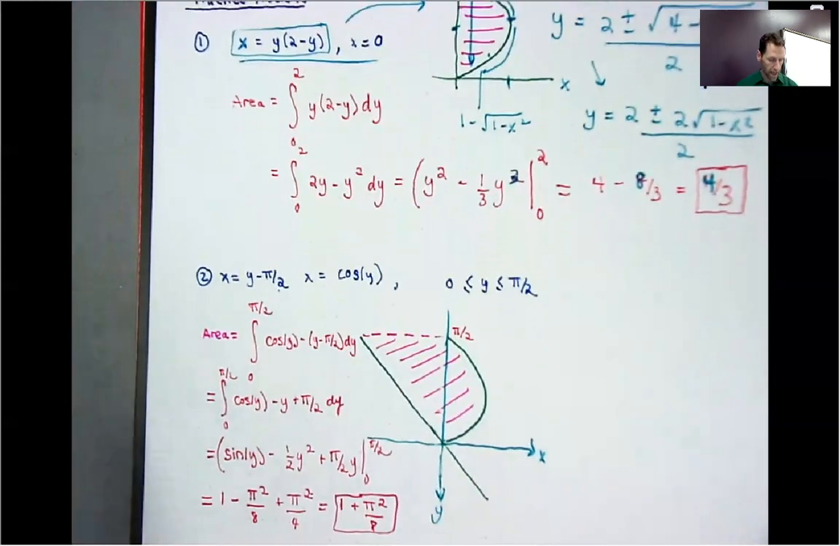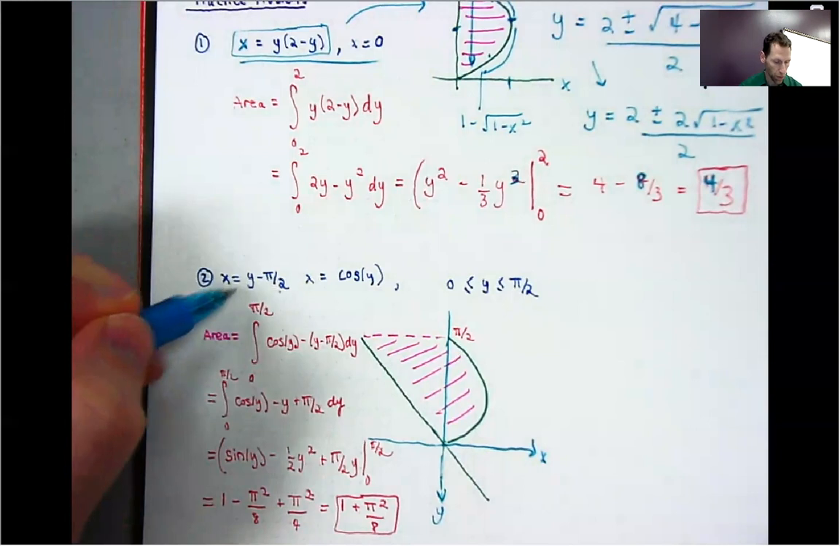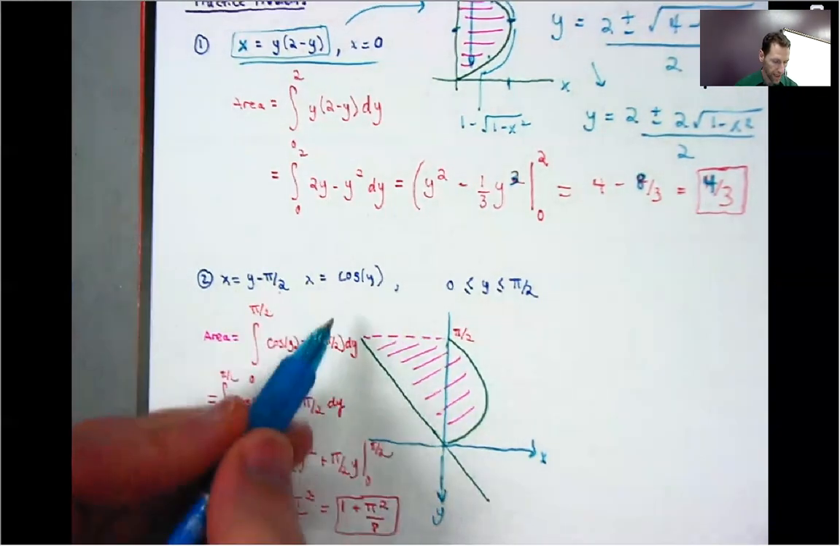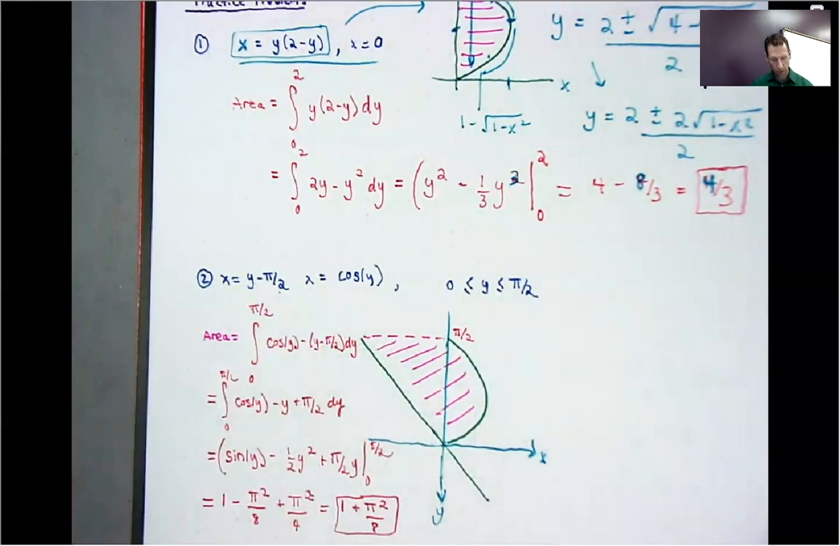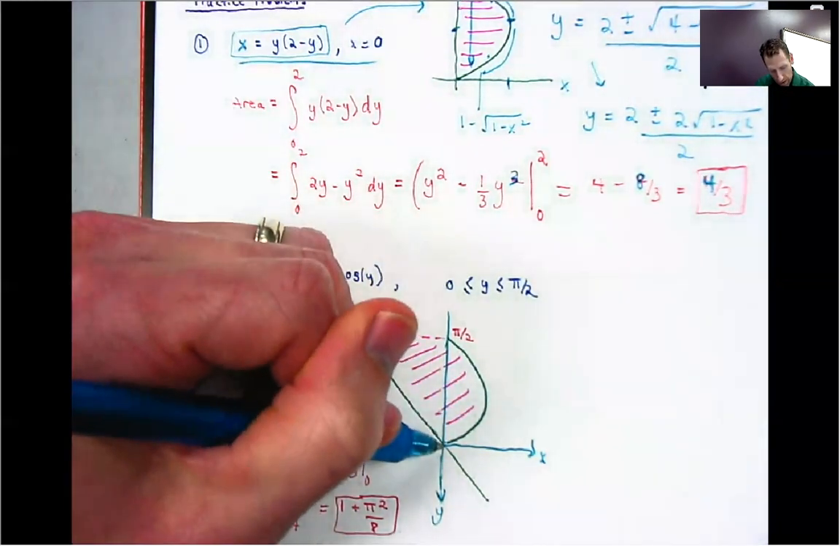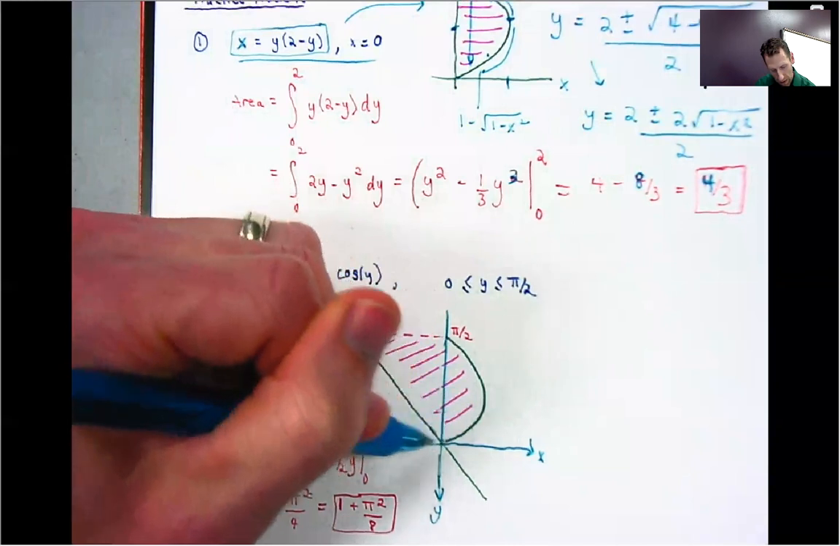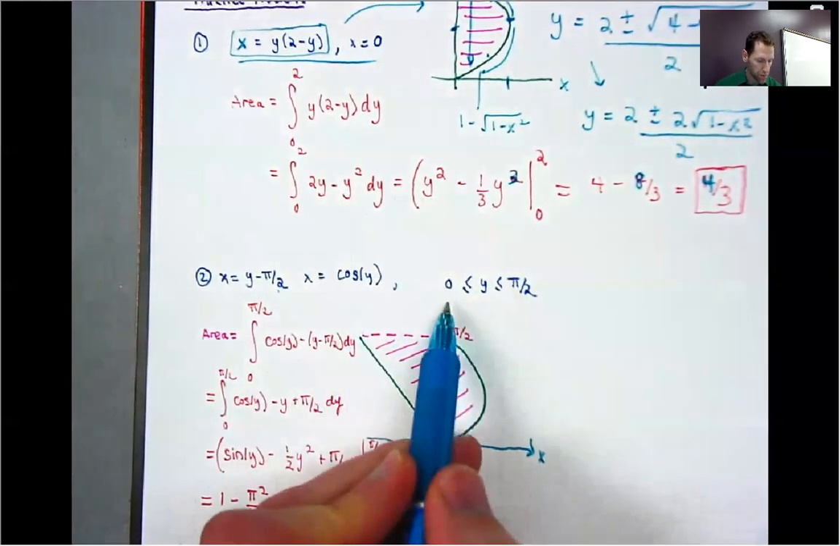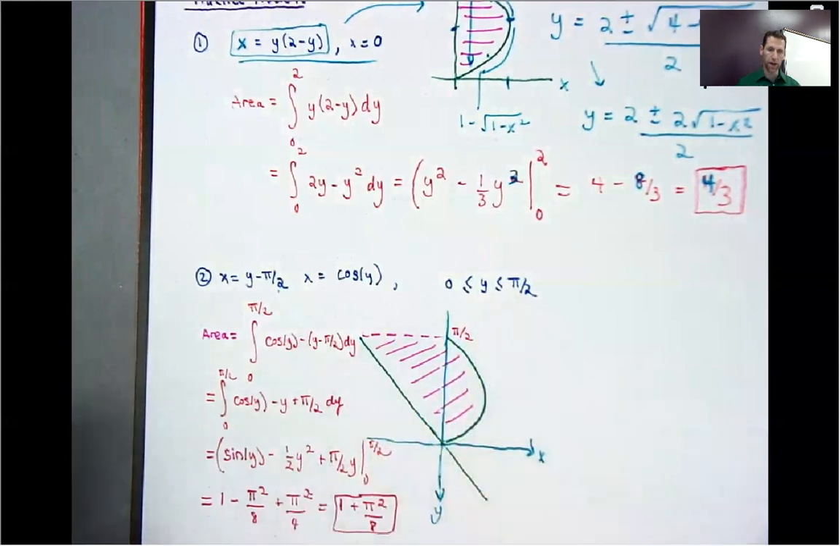Okay, let's look at another example. I have a line, x equals y minus pi over 2, which I drew right here. And I have x equals cosine of y, which has just a hump right here. And I just want to find the area, and I've specified the domain 0 to pi over 2.